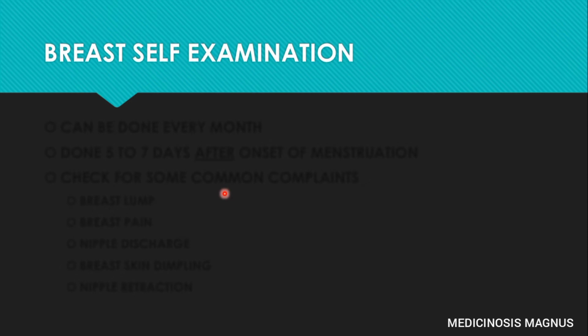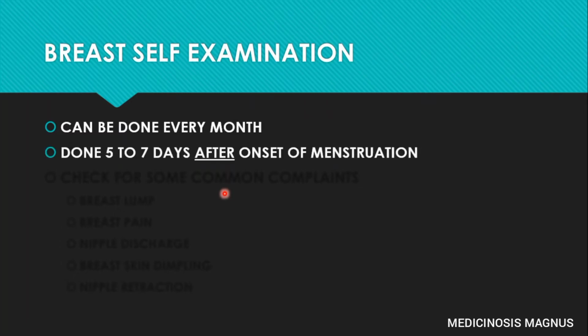Now let's talk about breast self examination. This can be done every month, but the best time to do this is 5 to 7 days after the onset of menstruation. That is, if you are menstruating today, then from today, after 5 to 7 days, will be the best time to do the breast self examination, because at this time the estrogen exposure would be low, and if there is any lump, you can clearly see it. If you do it before the menstruation, the normal size of the breast would interfere with the lump, and you would not be able to see it clearly. So it is advised to do it 5 to 7 days after the onset of menses.